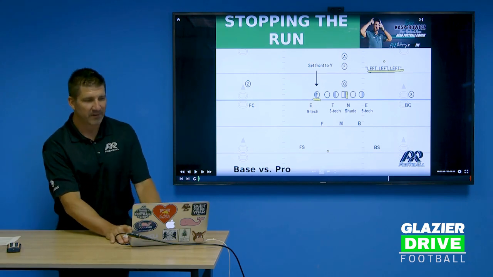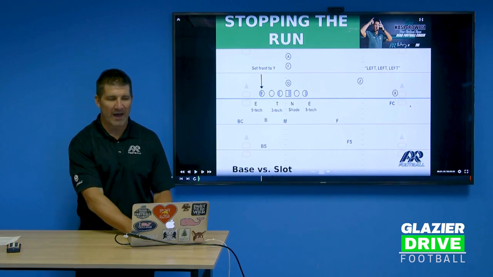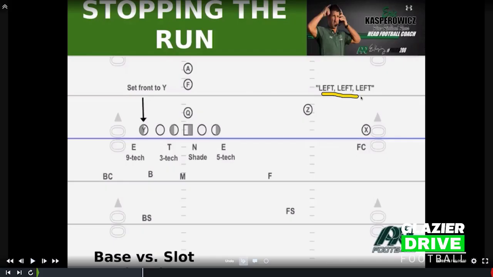All right, pretty simple. Next one here. Again, we want to set the front to the tight end, set the front to the Y. So it's a left call. Everybody gets lined up the same. 9, 3, shade, 5. Easy. Linebackers, 50, 10. Well, why is he out here? He's apex because he has a number 2 receiver out here. So he apexes the tackle and the number 2 receiver.